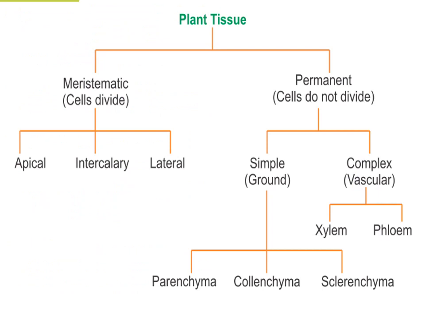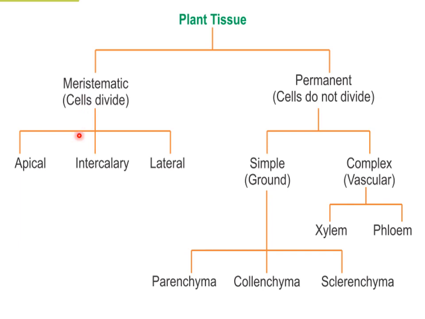So today we discussed the classification of complex permanent tissue, that is xylem and phloem. So we have covered plant tissue today. I am giving the classification again. Plant tissue is divided into 2 categories: meristematic plant tissue and permanent plant tissue. In meristematic, the cells are able to divide. In permanent, the cells do not divide.